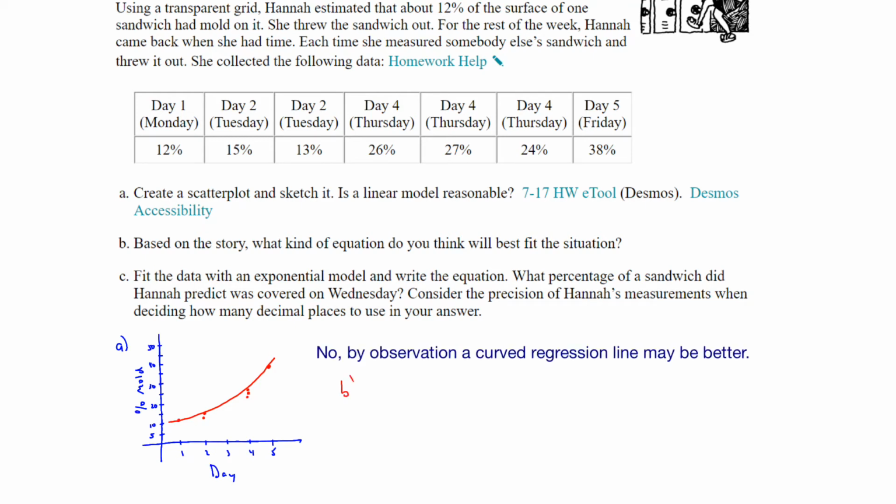Part B, based on the story, what kind of equation do you think will best fit the data? So now we're looking at the story and not necessarily just at the data. And if you think back to potentially Chapter 1, this growth is similar to what we did with the flu outbreak. And so it looks like it's potentially an exponential growth in terms of the mold. And then the last part C, fit the data with an exponential model and write the equation.